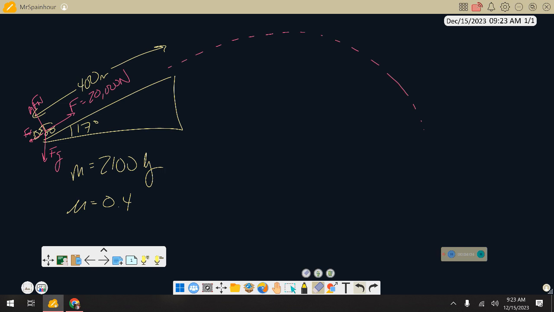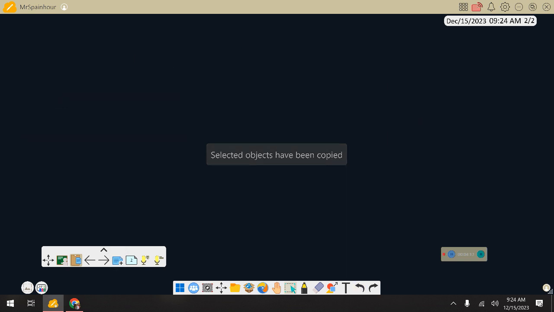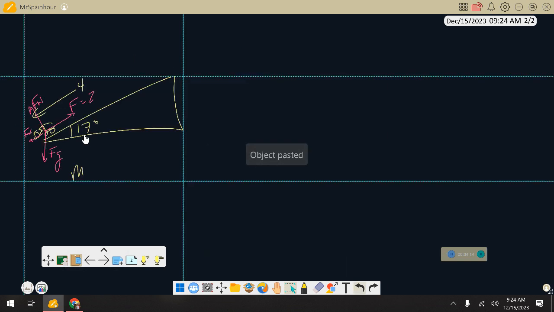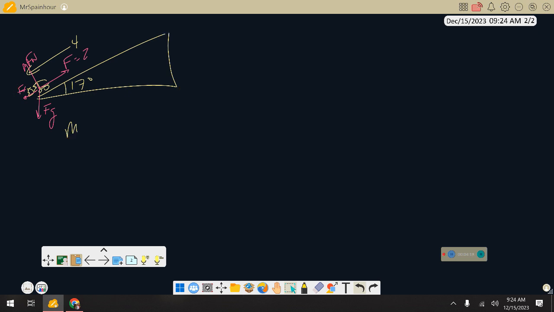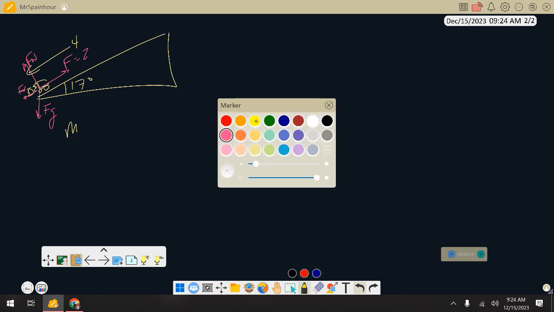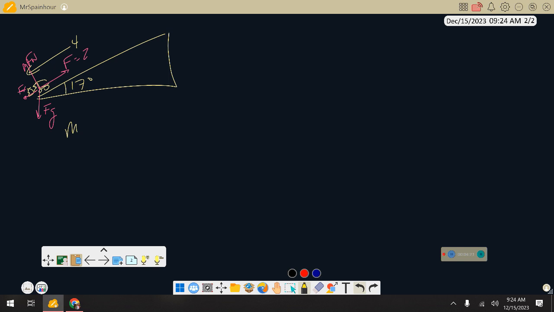So let's go ahead and grab this real quick. Okay, copy. Go to another page and paste. All right. So we need to find its acceleration. What should I probably do first? Yeah, we have to shift the axis. Why do we have to shift the axis?